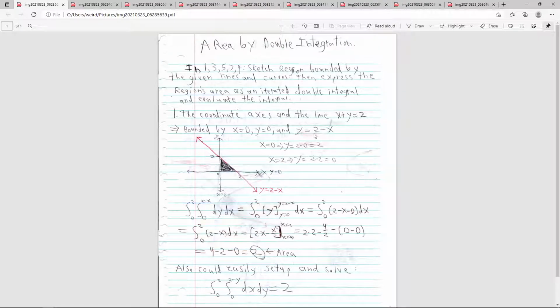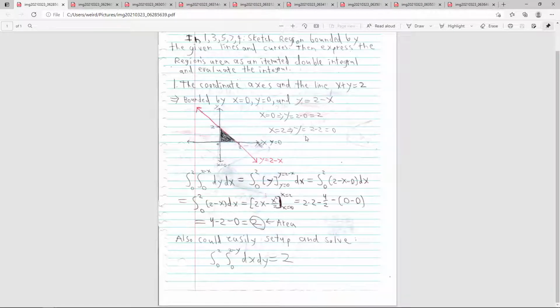Okay, so the coordinate axes and the line x plus y equals 2. This means it's bounded by x equals 0, y equals 0 because those are the coordinate axes, and y equals 2 minus x, because x plus y equals 2 is equivalent to y equals 2 minus x. I'm writing it in that format because I think y makes it easier to quickly sketch. We don't even have to really do this because you can quickly see the intercepts, but hey, do it.